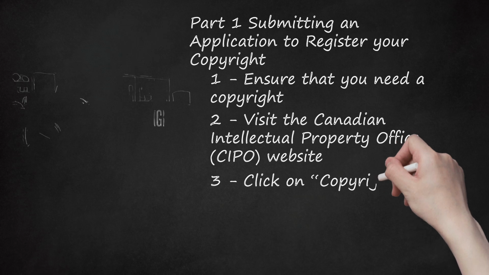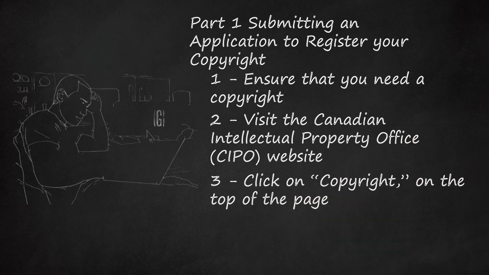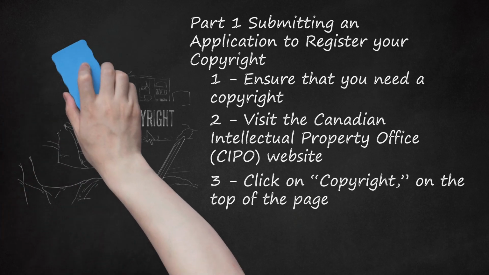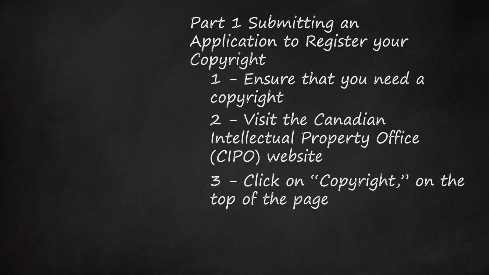3. Click on Copyright, on the top of the page. The site advises visitors to read the Guide to Copyrights before beginning the copyright application process. Click on the Guide to Copyrights link and study the information on that page. This will provide information about what a copyright is, what it protects, how long a copyright lasts in Canada, and provide further detailed bullet points about how to prepare and submit your application for copyright registration.